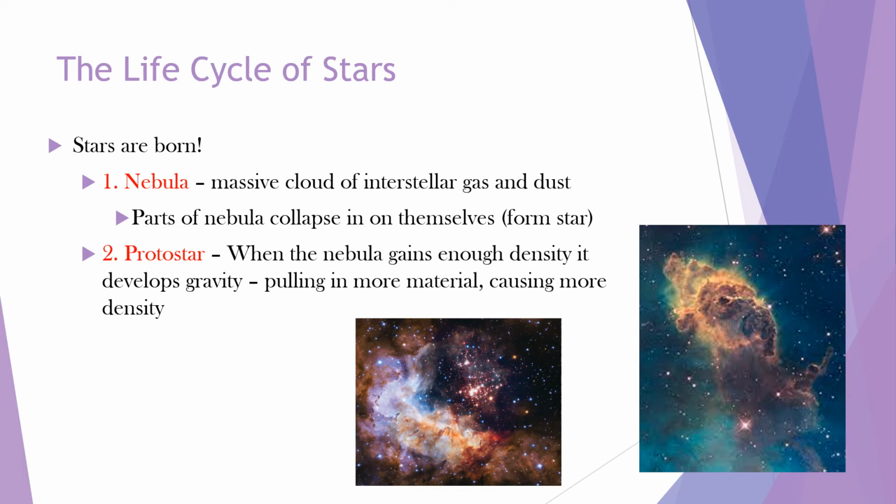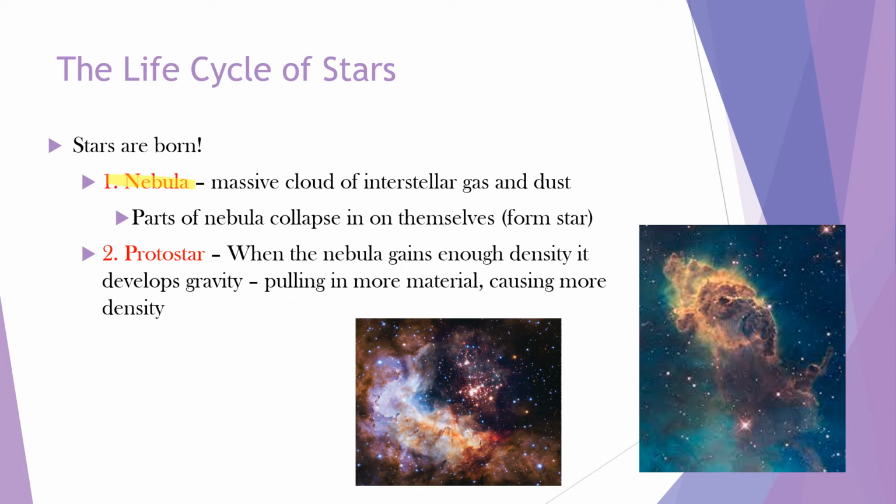Stars are born. So guys, there are 3 steps involved in the birth of a star. So the first step is called the nebula. Okay, what is the nebula? This is a massive cloud of interstellar gas and dust. Okay, so this is an area in space where there's a whole bunch of gas and dust in an area, and then over time parts of this nebula, so parts of the gas and the dust, starts to collapse in on itself.